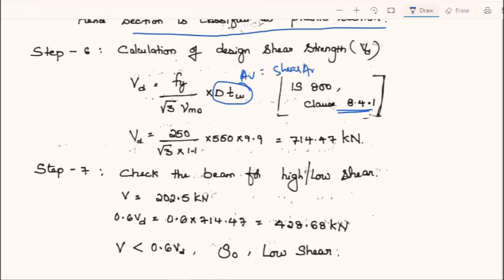Shear area, the area that is resisting the shear. So this is for I section, D into TW. For channel sections and angle sections, it is going to be different. So Fy 250, root 3, gamma m0 1.1, and 550 is the overall depth into TW, and you get 417, 714.47 kilonewton.